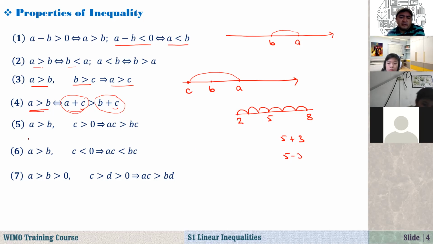Anyway, how about property 5? Here, if A is greater than B and C is positive, then AC is also greater than BC. That means it's also a very important inequality. Another example: let's say 5 is greater than 3. If you multiply both sides by a positive number, it does not change the inequality sign. Multiply both sides by 7, for example. 7 times 5 is greater than 7 times 3, right? 7 times 5 is 35. 7 times 3 is 21.